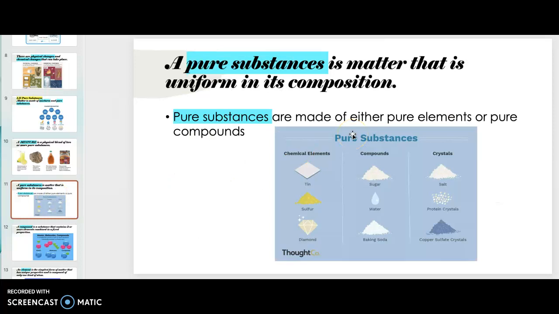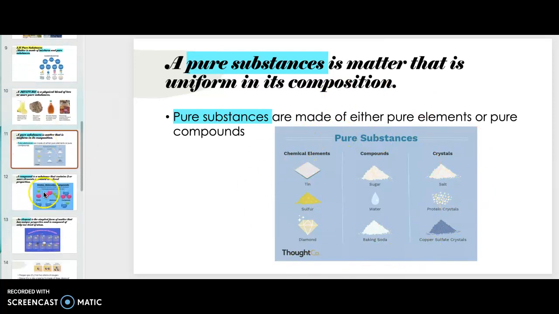Whereas the pure substance is uniform in its composition, and you cannot see any differences because it is pure. It's made of only one thing. And typically we have these as either pure elements or pure compounds. And here is another little diagram you can check out with some examples.